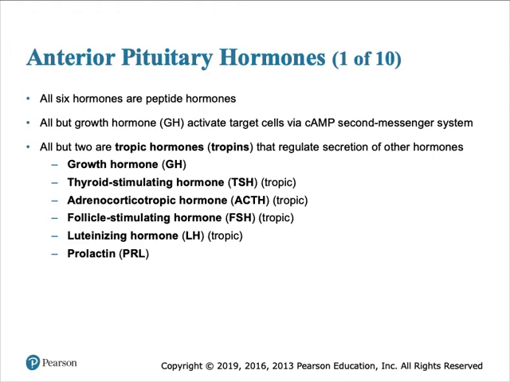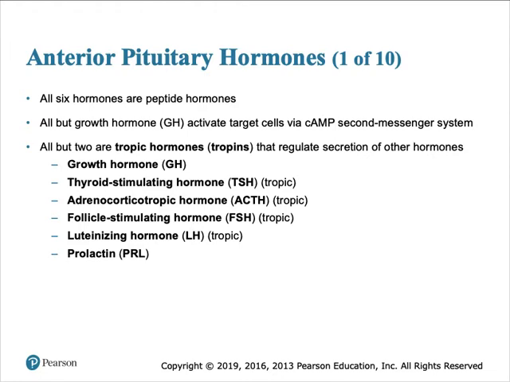All 6 of these are very important. All of them but growth hormone use the cyclic AMP second messenger. Growth hormone does not. All right, and all of them but 2 are what we call tropic hormones or tropins. Okay, and a tropin is simply a hormone that causes the release of another hormone. All right, so when we mentioned that one of the ways that an endocrine gland is stimulated is by other hormones, this would be by tropic hormones or by tropins.